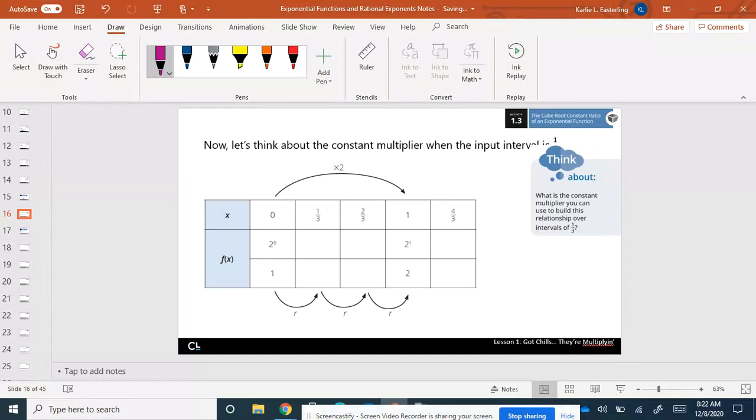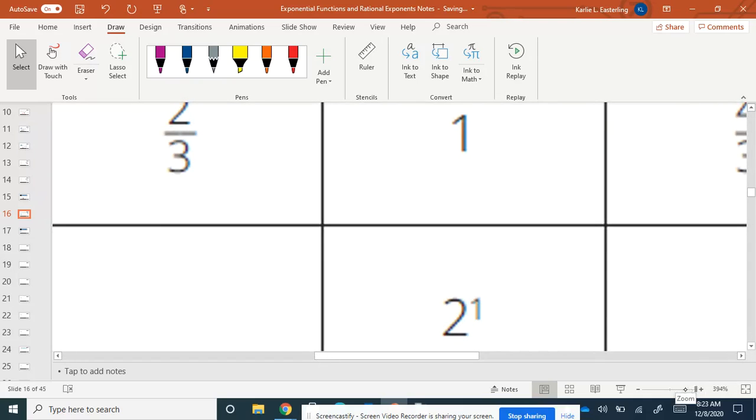Now we're going to look at a constant multiplier where the input interval is, let's move this image, see what that says. According to my paper, it says 1/3. As you can see down here on the table, not zooming that much.